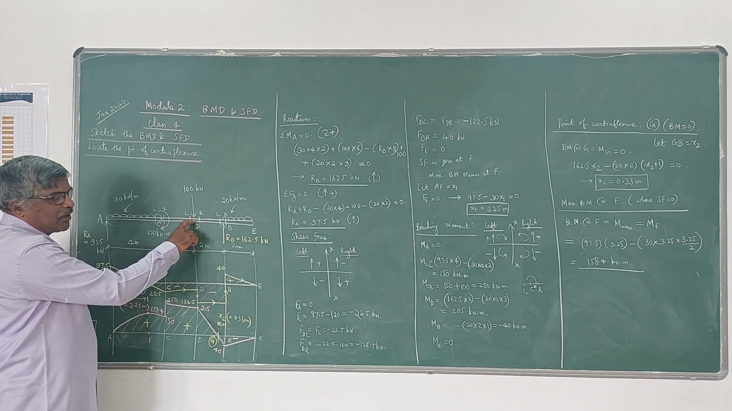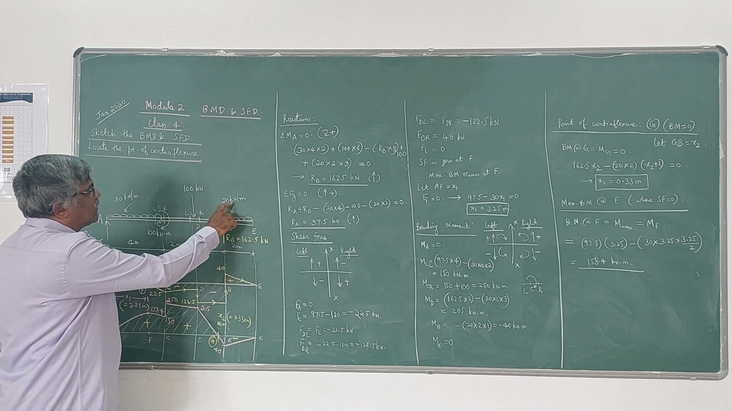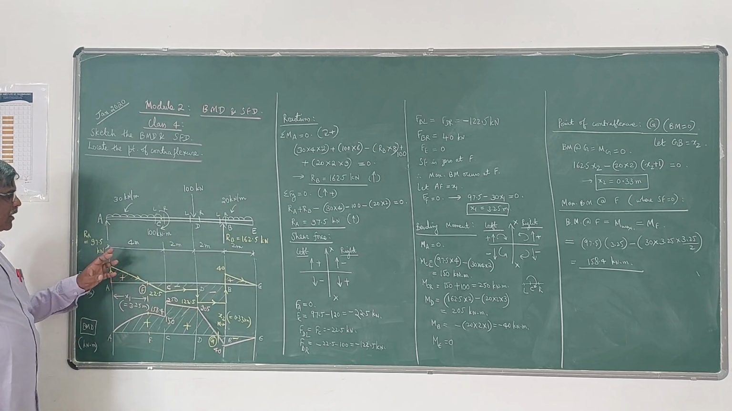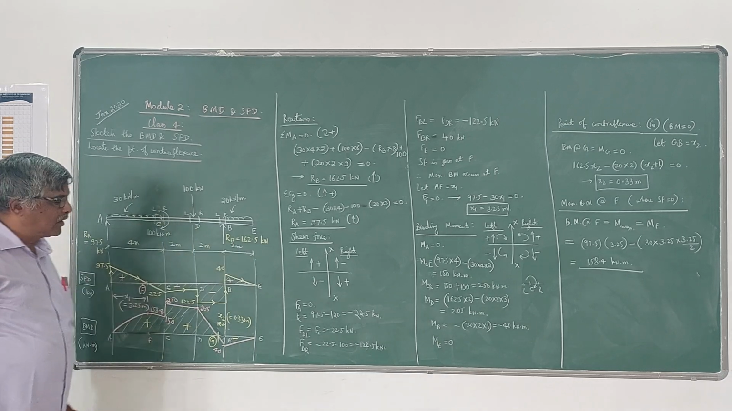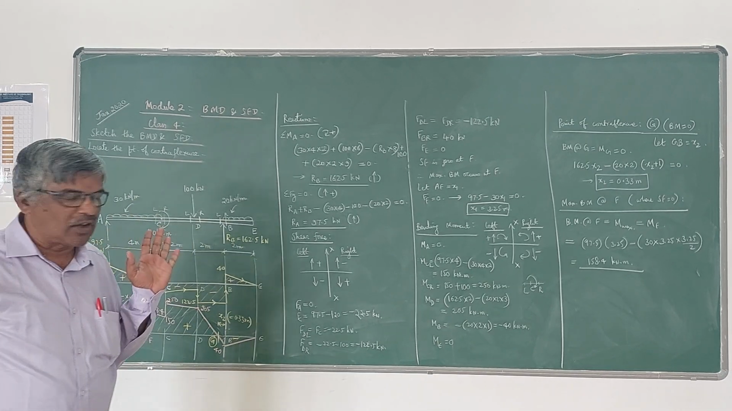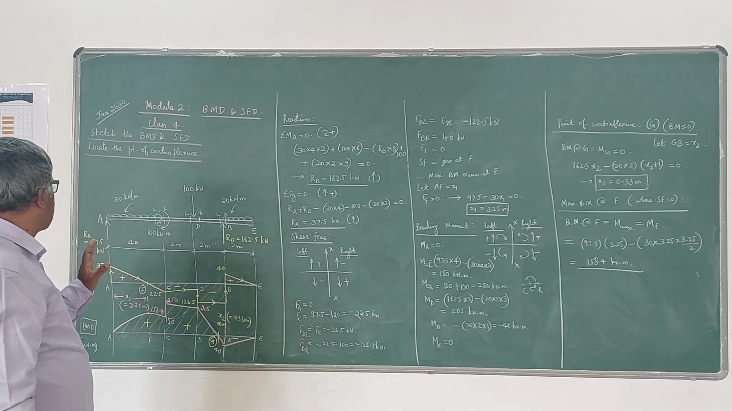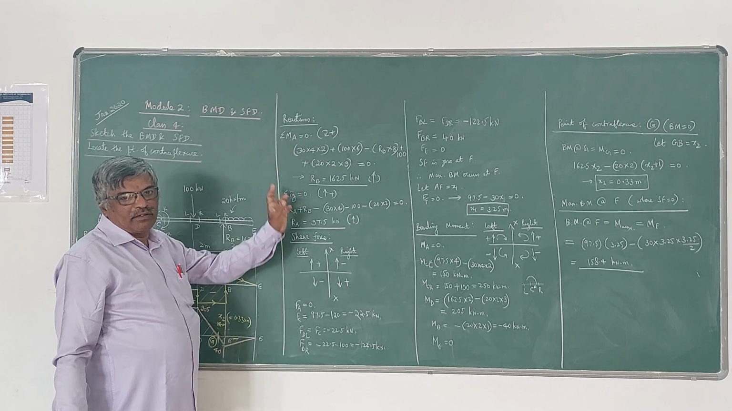100 kN constant load is there at D, and UDL once again from B to E of intensity 20 kN per meter. And these are the spans 4 meter, 2 meter, 2 meter, 2 meter. Now the first step is to find the reactions. As you all know, we have to find the reactions at A, B, RA and RB using the equilibrium equations.